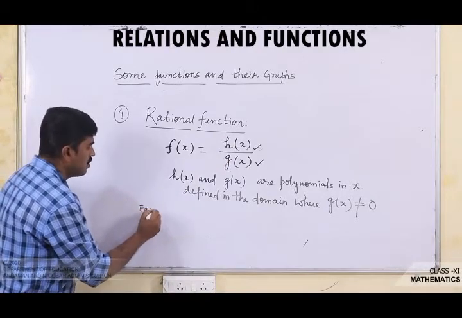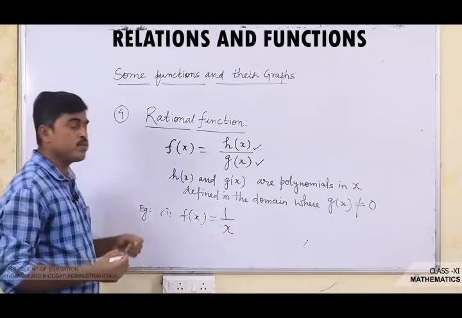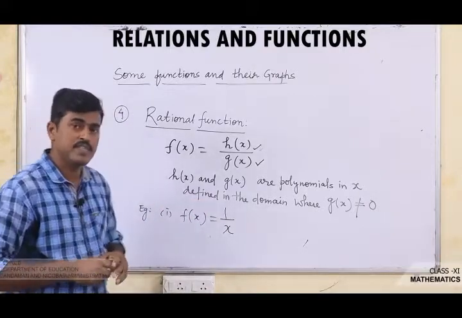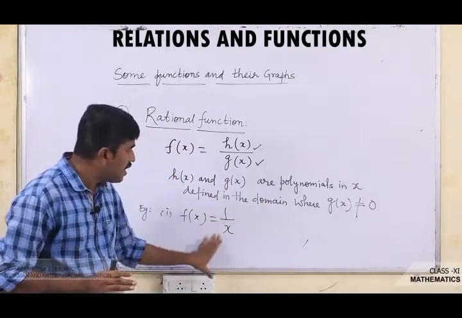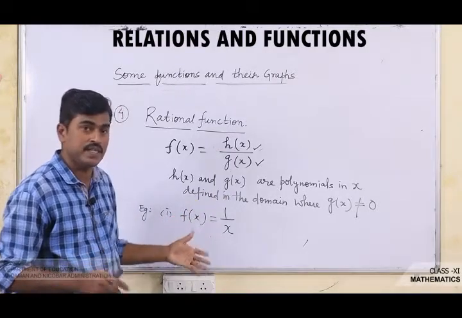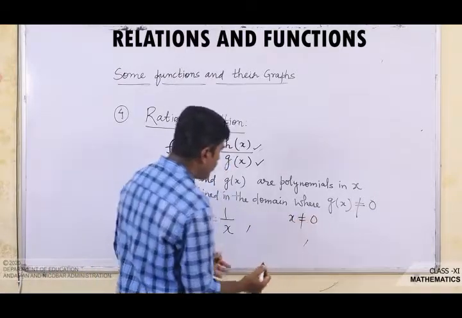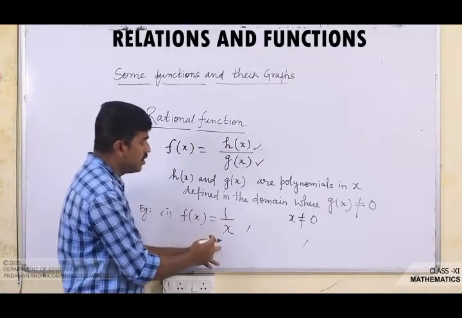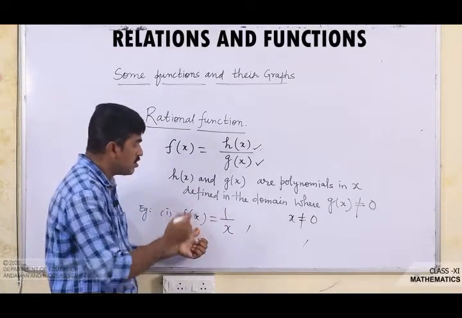Example number 1, f of x is equal to 1 by x. It is a rational function, but what is the domain of this function? I told you what is meant by domain, the set of all permissible inputs. That means the values of x for which this function is meaningful, this function is defined. So here this function will be defined if x is not equal to 0. If x is equal to 0, we will get 1 by 0, so it will be not defined. This function will not give any output if we take x equal to 0.